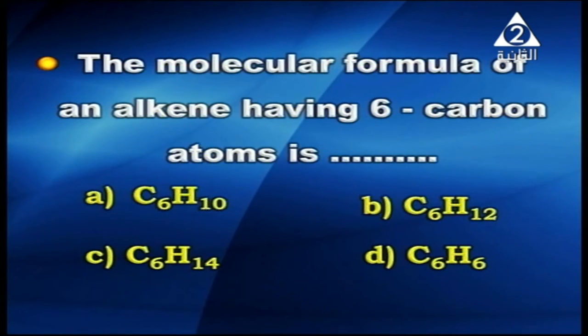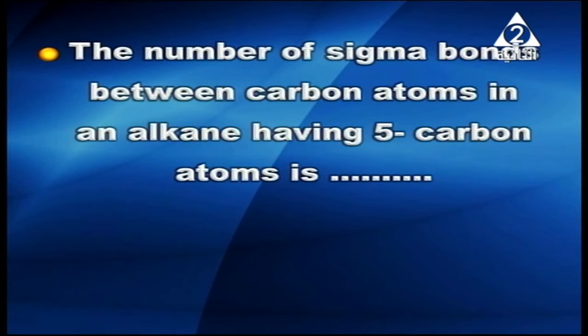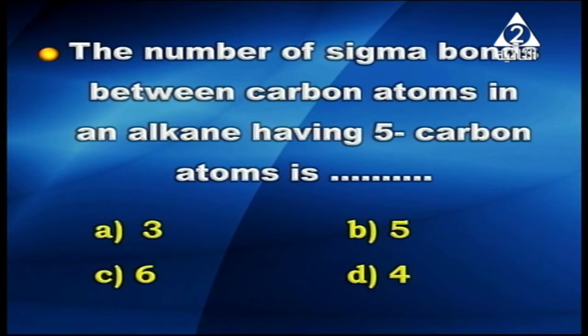C6H10 or C6H12 or C6H14 or C6H6? If you think about it, my dear student, it will be C6H12. Next point, the number of sigma bonds between the carbon atoms in an alkene having 5 carbon atoms is what? 3 or 5 or 6 or 4? If you think about it, my dear student, yes, it will be 4 sigma bonds.